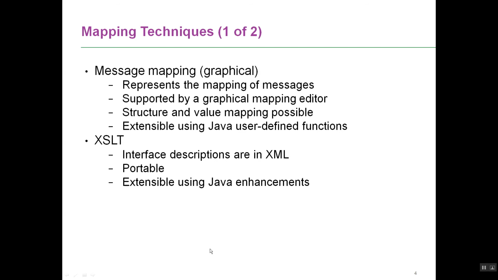What are the various mapping techniques PI provides? PI provides a message mapping or a graphical mapping. Both names are used interchangeably. Message mapping or graphical mapping is what we've been looking at so far, where you have one source structure and one target structure, right? And message mapping can also be extended by Java user defined function. And what do we mean by Java user defined function? You can write custom user defined function and use them in your message mappings. We will look at this in detail.